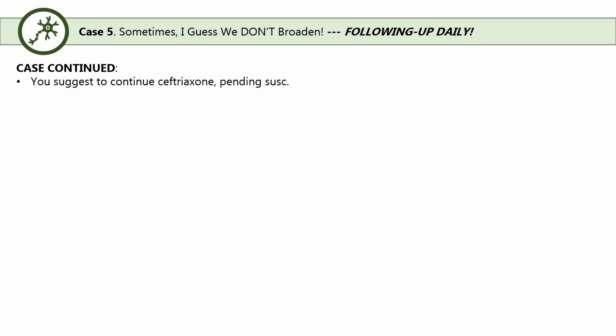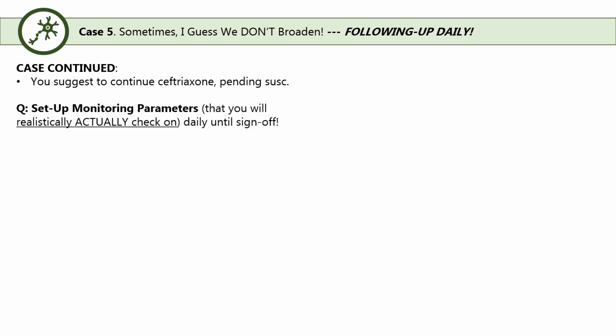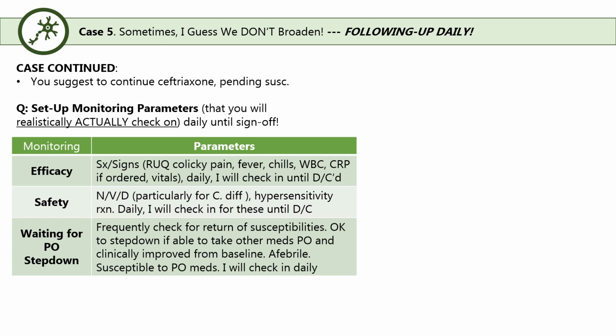Think as well, whenever you create monitoring plans, is there anything else medically that we're waiting for to make a final plan? For example, source control, imaging, or some other tests. In my monitoring plans, I have 3 factors every time. Efficacy, so monitoring for treatment and making sure it's going well. Safety, so monitoring that the antibiotics are tolerated. And something I call a waiting plan, so any details that we're waiting for in this case before we can set the final treatment plan and sign off.